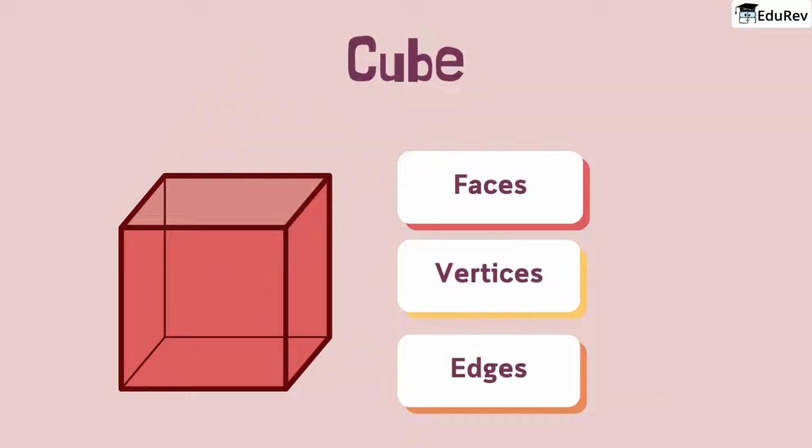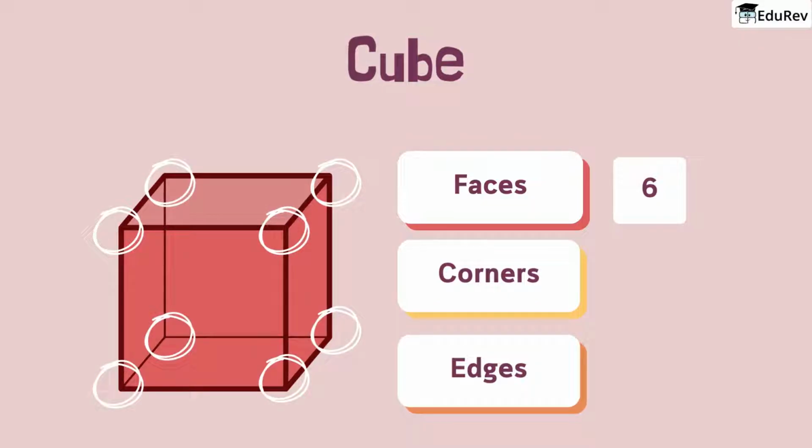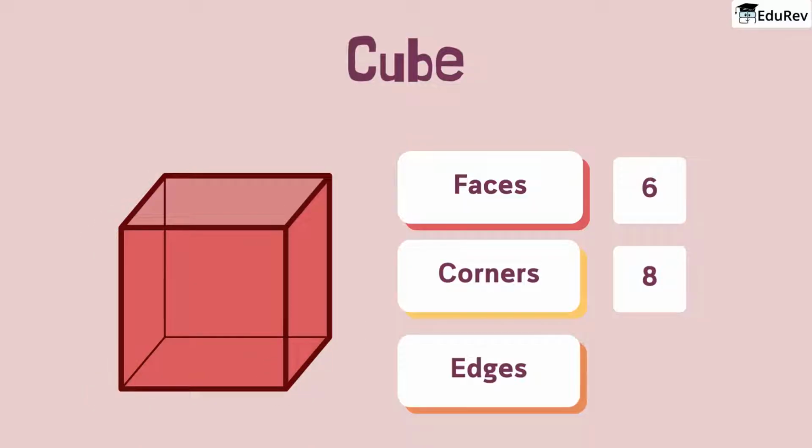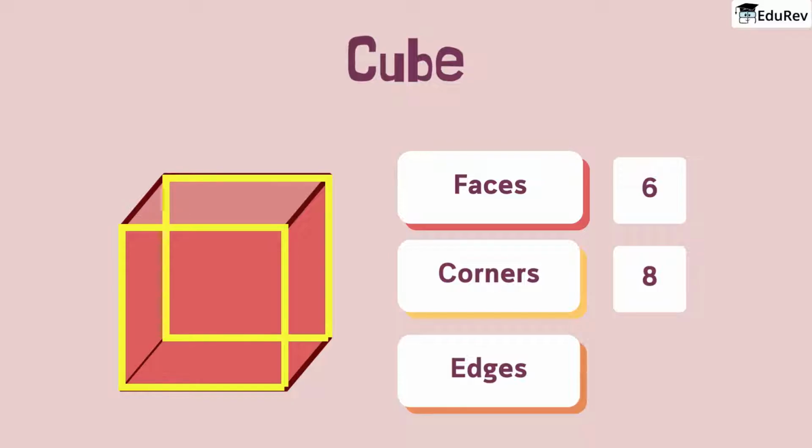So, how many faces does a cube have? Let's count them together. 1, 2, 3, 4, 5, and 6. As you can see, the cube has 6 faces. Now, let's count the corners. 4 corners here and 4 corners down here. So, the cube has 8 corners. Now, let's count the edges. It has 4 edges here, 4 edges here, 2 edges here and 2 edges here. So it has 12 edges.